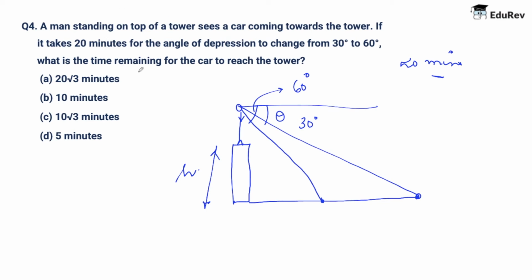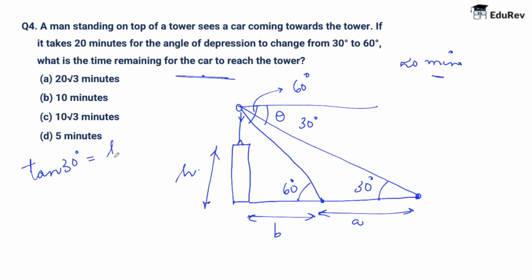So we need to find the time the car is going to take to reach the end of the tower. So let's suppose that this distance is A and this distance is B. Alright. Now if this is 60 degrees, and if that is 30, then this is going to be 30 degrees. Therefore tan of 30 degrees is h upon A plus B, and tan of 60 degrees is h by B.